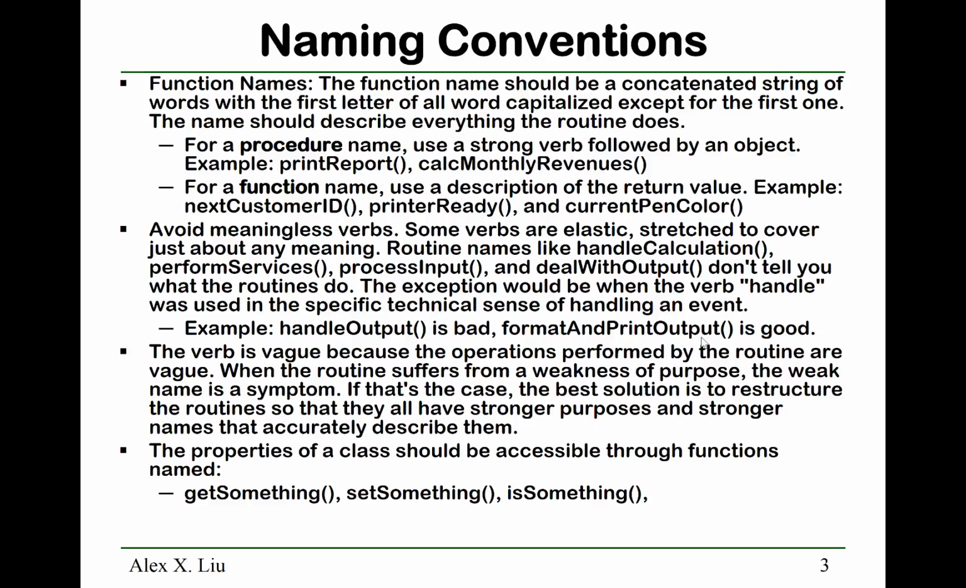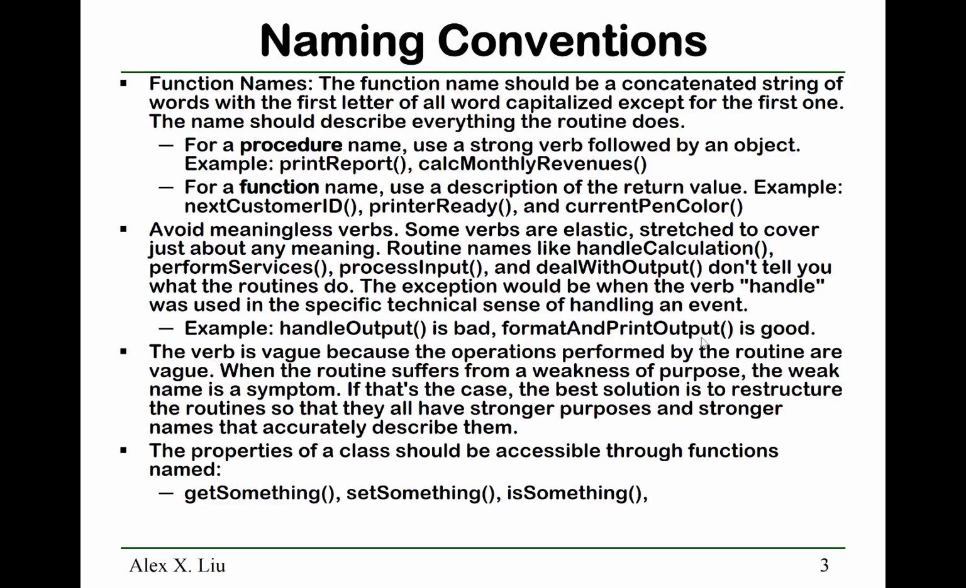Many times a verb is vague because the operations performed by that routine or function are vague. When the routine suffers from a weakness of purpose, often the weak name is a symptom. When that's the case, what you should do is restructure your routines. Basically, you can decompose your routine. If it does too many things, then each new routine will have a much stronger purpose, and you will have a much clearer name to accurately describe it.